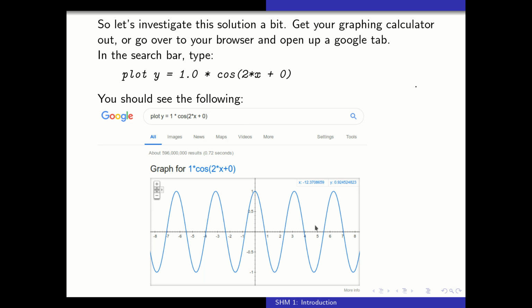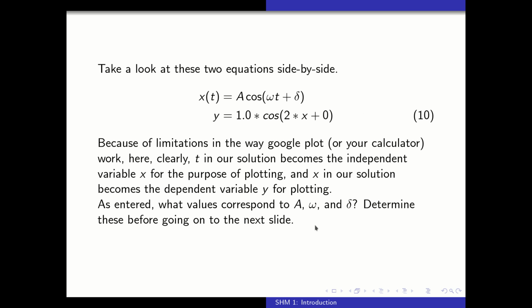Now, when we take a look at this, if we look at our position function, our solution to the differential equation, and that thing I had you plot, we can identify terms. So in our little experiment here, y in the Google plot is taking the place of our position x of t, and x is taking the place of our time. So that's our independent variable, that's our dependent variable. This A, at least for right now, has a value of 1. This delta has a value of 0.